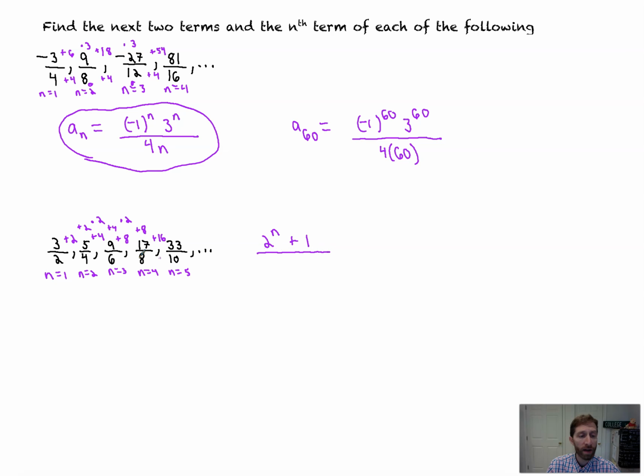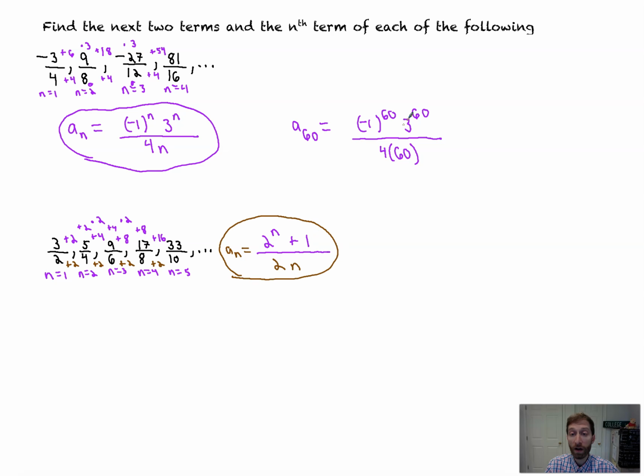So that's the numerator. Now let's look at the denominator. So the denominators, I'll do this in a different color. The denominators are going up by 2 every time with no change in the amount that they go up by. And so that means that we're linear. We're going up by 2 and 2 and 2. So that would be 2 times n. And if you look at this, 2 times 1 is 2, 2 times 2 is 4, 2 times 3 is 6. And then from there, we've got our nth term. So we've got a sub n is equal to (2 to the n plus 1) all over 2n.